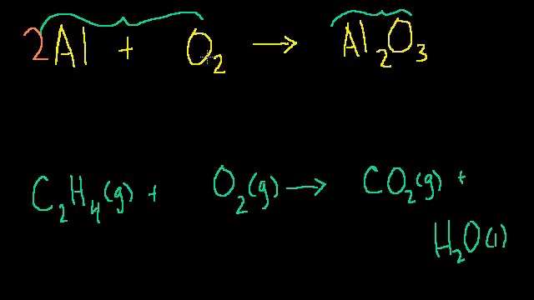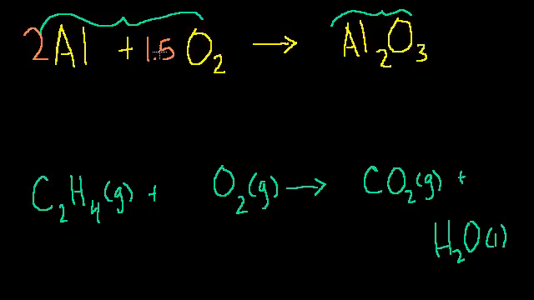Now let's look at the oxygen. Here I have two oxygens on the left-hand side of the equation. And on the right-hand side of the equation, I have three oxygens. What can I do here? Well, if I could kind of have half atoms, I could just multiply this by 1.5. 1.5 times 2 is 3. So now I have three oxygens on both sides of this equation, and I have two aluminums on both sides of the equation. Am I done?